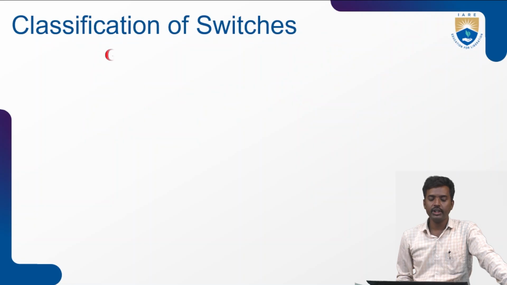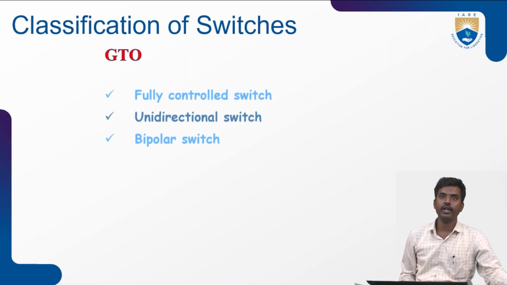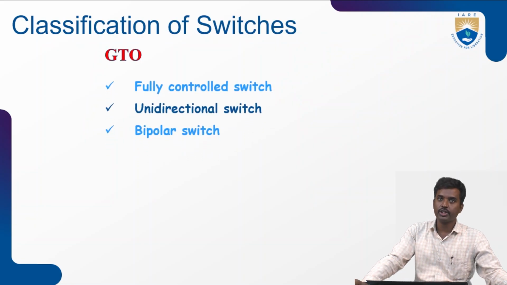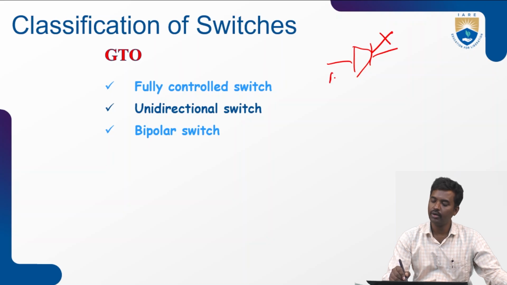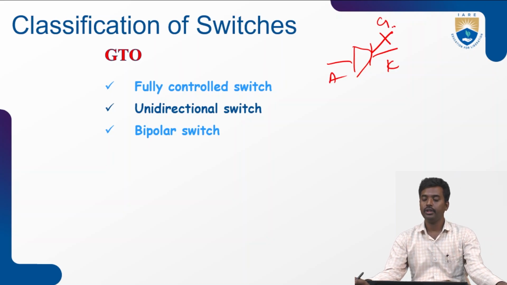And next, what about the GTO? GTO, gate turn off device. It is a fully controlled switch. So fully controlled switch means this is a GTO, this one, GTO, with anode, cathode and gate.